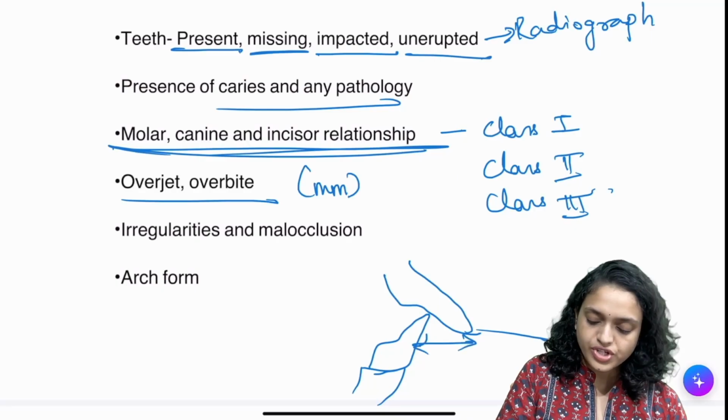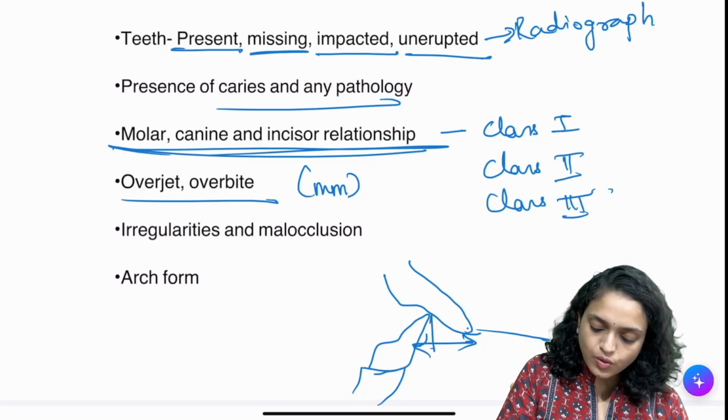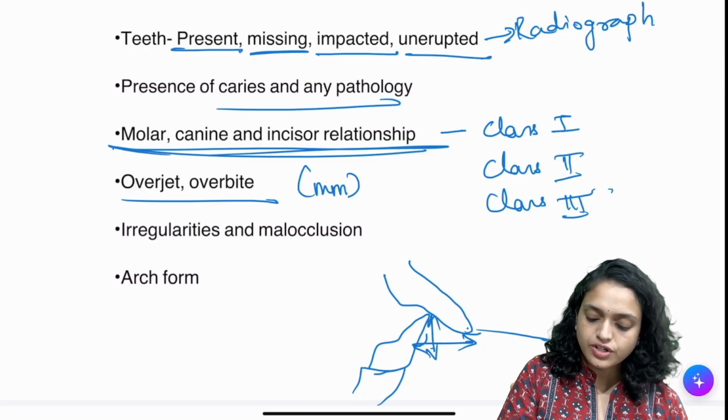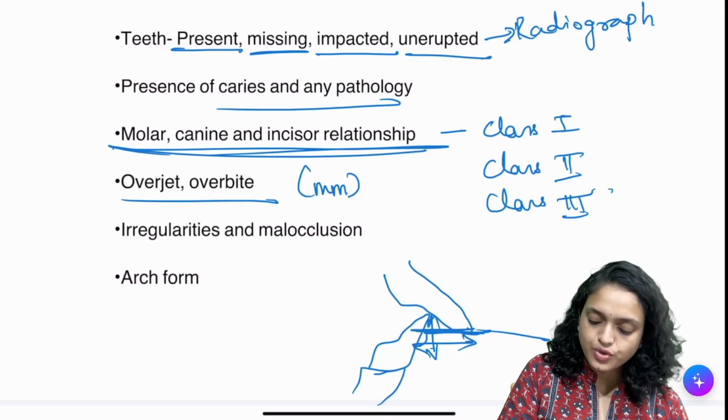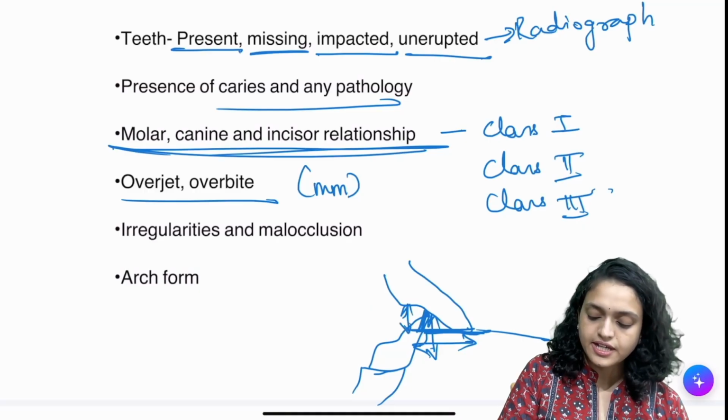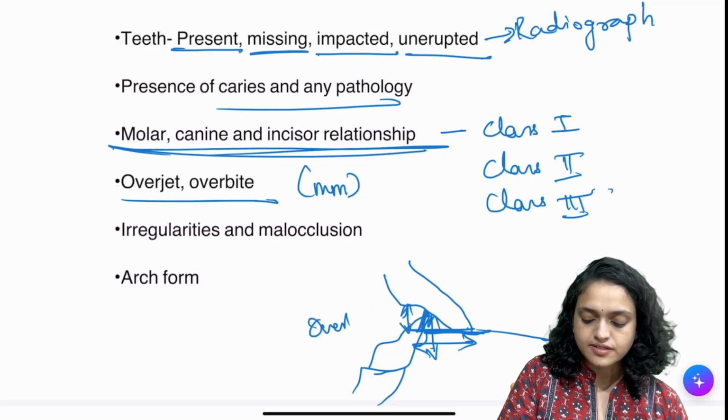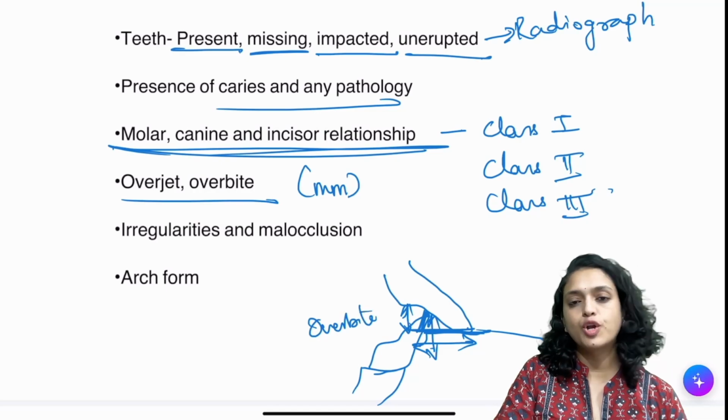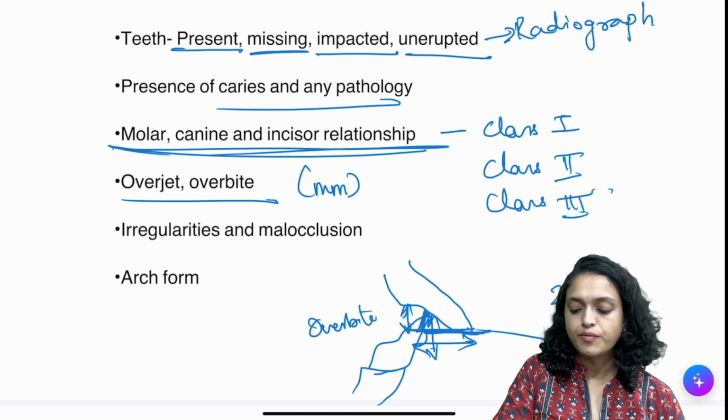This is the overjet, the horizontal distance. The overbite is the vertical overlap. You measure from the point of contact of the upper incisor to the lower incisor edge. So this vertical height is called the overbite. Generally, normal overjet and overbite is 2 to 4 millimeters.